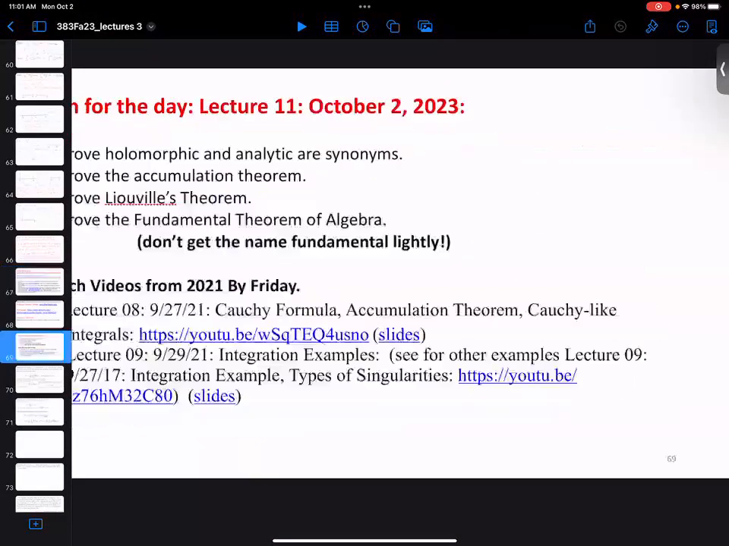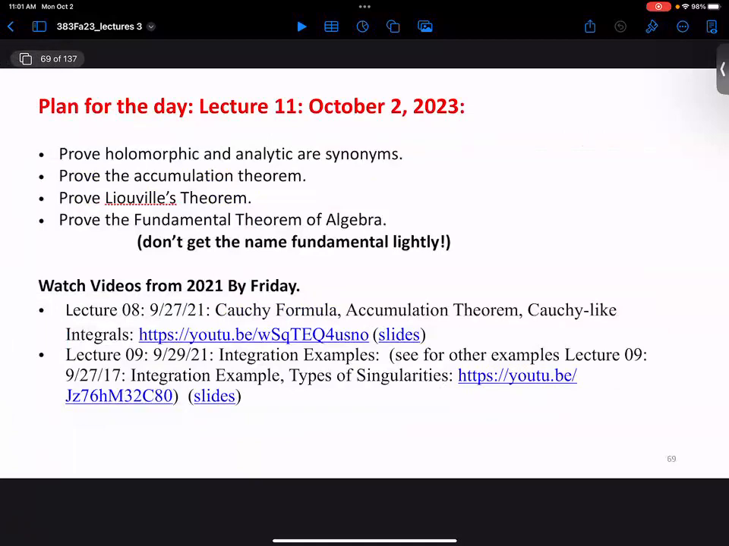So today we're going to prove holomorphic and analytic are synonyms in complex analysis. So if you say a function is holomorphic, you're really saying it's analytic or vice versa. Can somebody tell me right now, what does the word holomorphic mean in complex analysis? Differentiable. What does analytic mean? Taylor series expansion exists and agrees with the function.